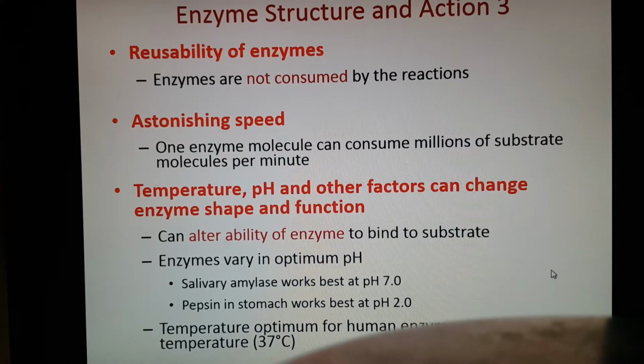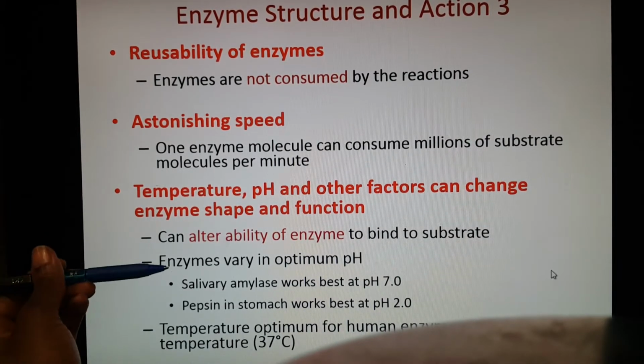Again, your enzymes can be reused in a reaction. They're not consumed. They might go through a conformational change as they're binding to or releasing the substrate and products, but the enzyme is not used up in that reaction. It greatly speeds up the reaction, giving it astonishing speed. But because the enzyme is a protein, temperature, pH, and other factors can change the protein shape and therefore the enzyme shape, and therefore affect its ability to continue to function. Next semester we'll talk about digestion.